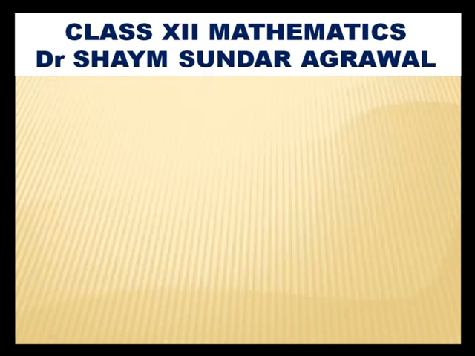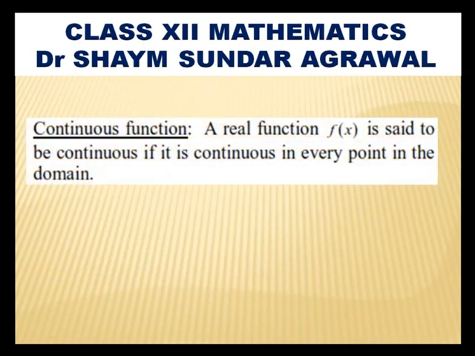So let us define continuous function. The previous one was continuity at a point, whether the given function is continuous at a point or not. Now, whether the function is continuous or not: a real function f(x) is said to be continuous if it is continuous at every point in its domain. Means if it is continuous at each and every point of its domain, then the function is continuous.